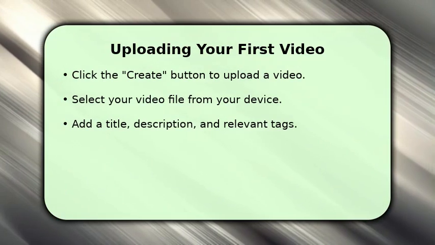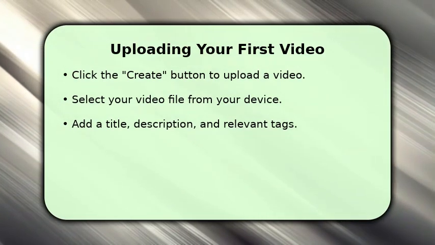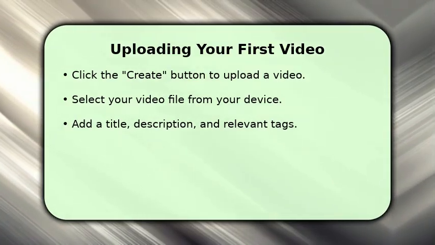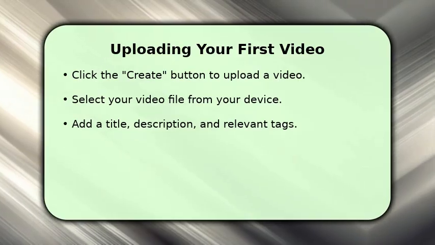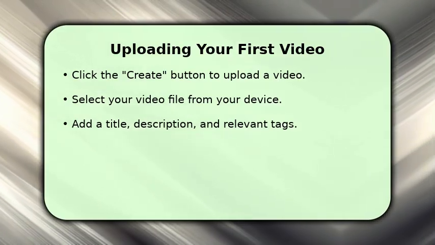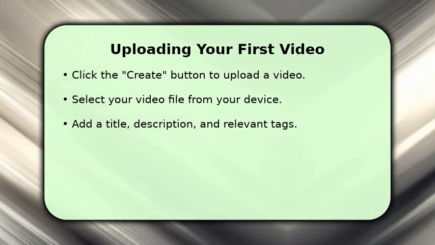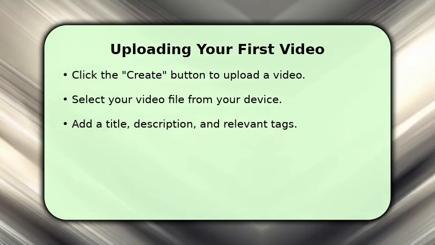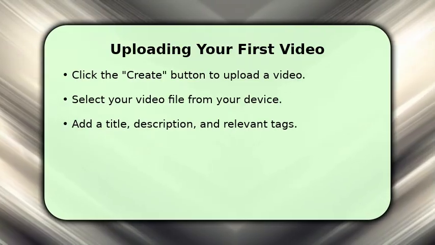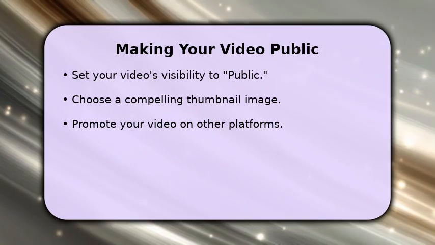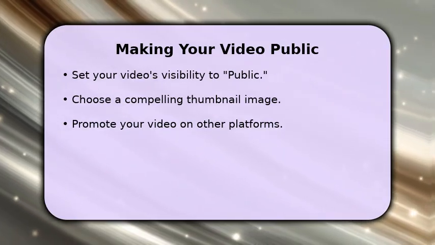Now for the exciting part, uploading your first video. Look for the Create button, usually a camera icon, and select Upload Video. Choose your video file from your computer or mobile device. While it's uploading, you can add a catchy title, a detailed description, and relevant tags to help people discover your content. Before publishing, ensure your video's visibility is set to public so everyone can watch it.